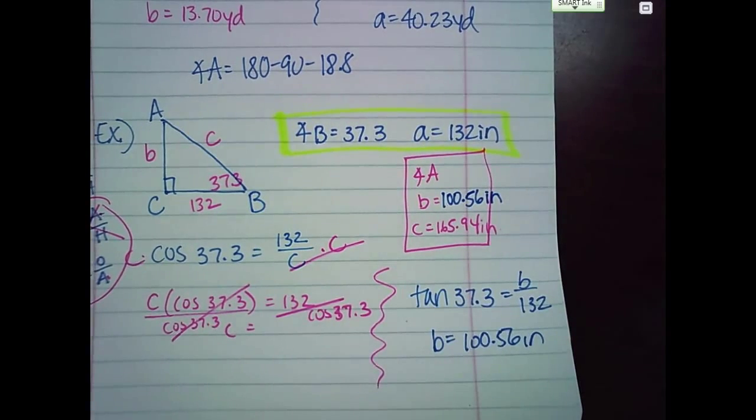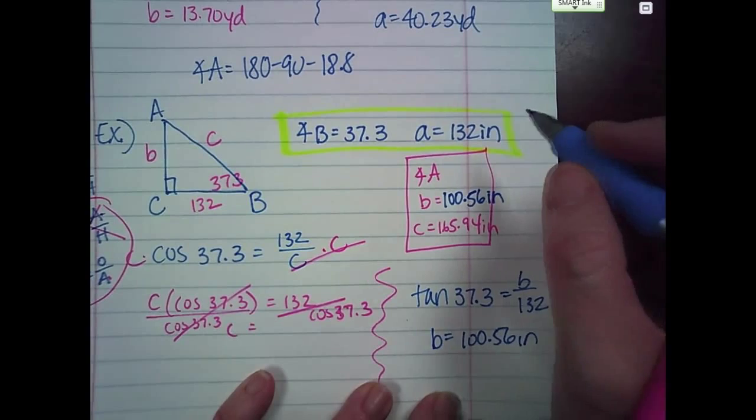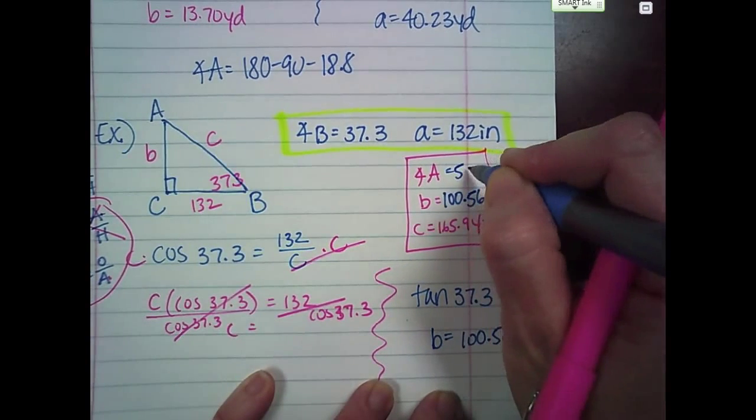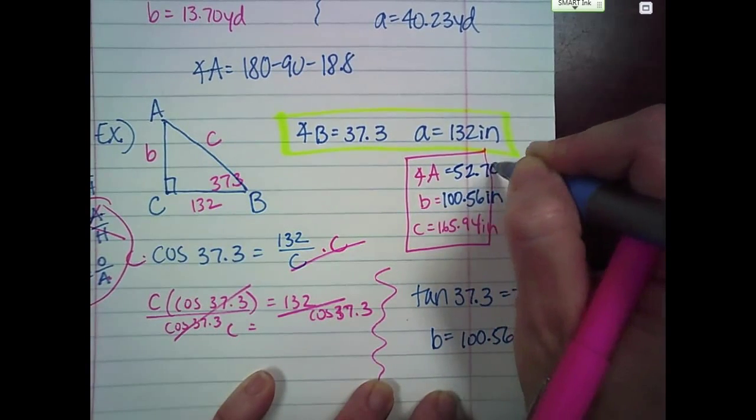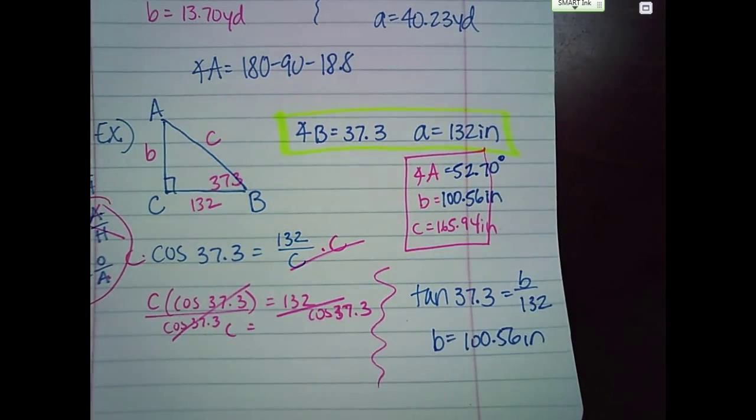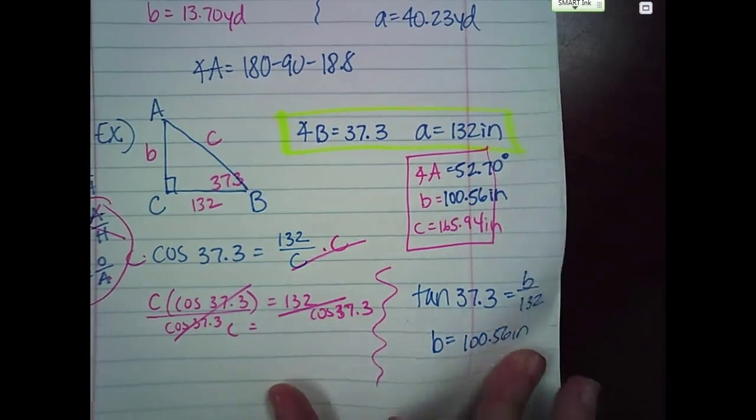And then A, you just subtract. So you get 57.7. 52.7, thank you. Don't forget your degree mark. Okay, are you feeling okay about that? Alright, hang on. We have one other type and then we're done.